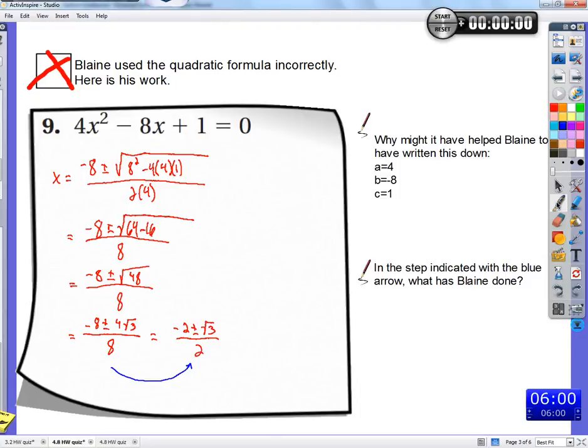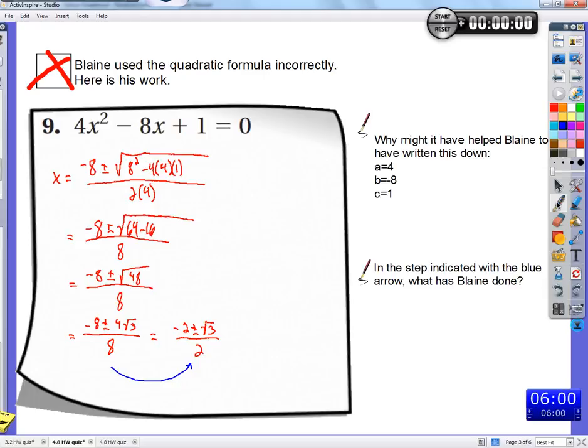So why might that have helped? Because the equation says x equals minus b. So that's the minus negative b. Minus negative b, or minus negative a. Yeah. That's a big common mistake to have happen.